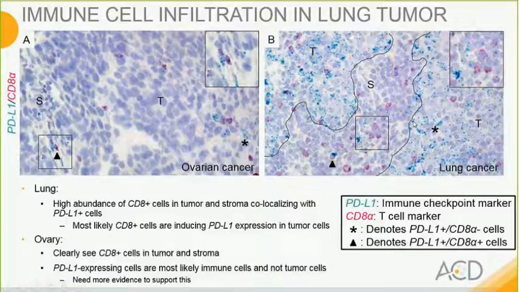In lung cancer tissue, we see a high abundance of CD8A T cell marker in the tumor and stroma colocalizing with PD-L1. In ovarian cancer tissue, CD8A is restricted only in the tumor and stroma, and PD-L1 only in the immune cells and not the tumor cells.